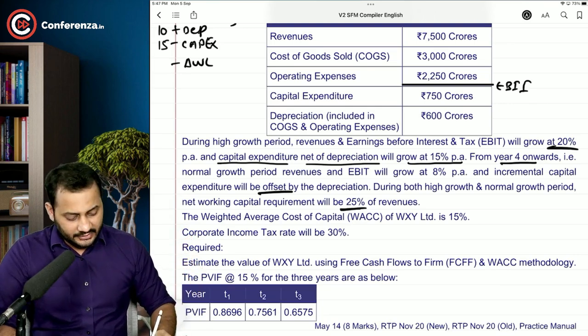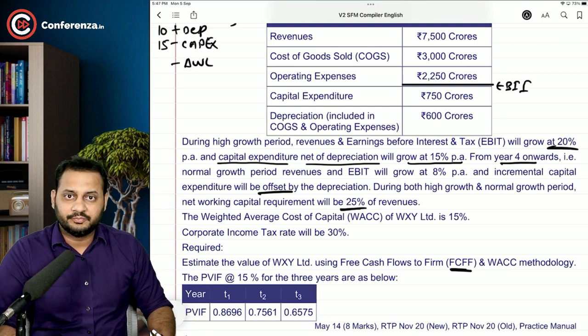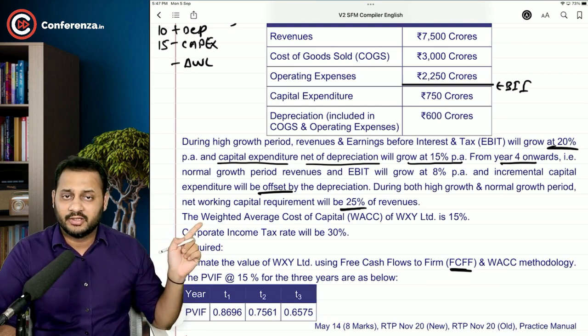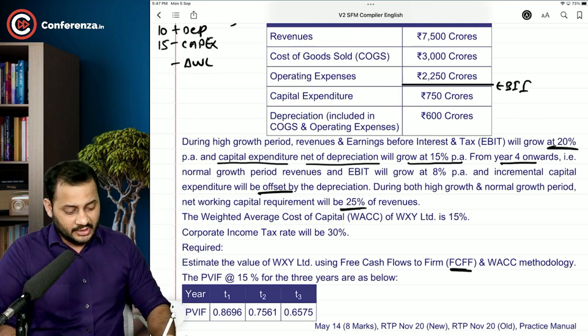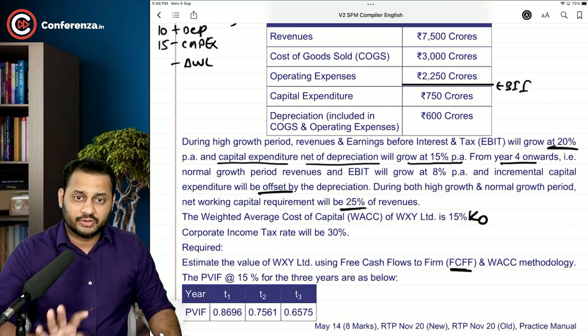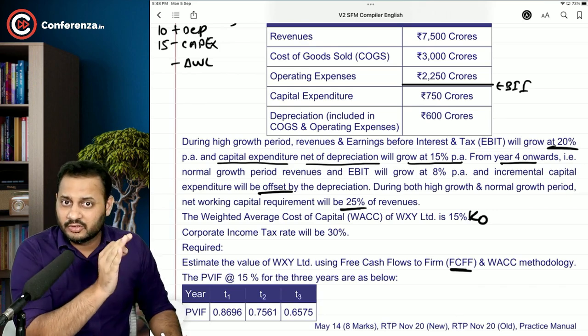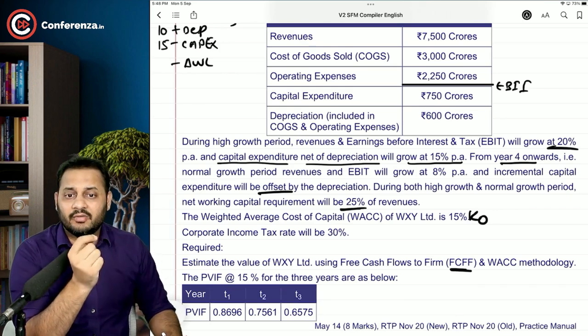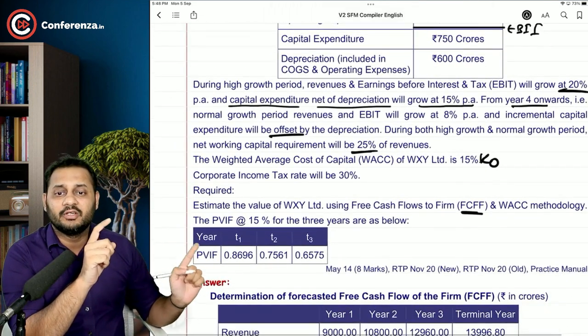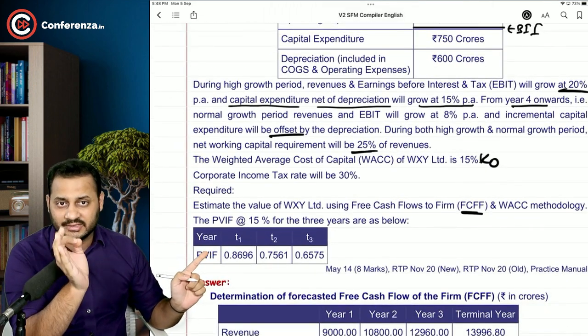The question is clearly asking you to calculate free cash flows to firm. The good part is you don't have to calculate the weighted average cost of capital. It is already given to you in the question. This includes the cost of debt and equity both. Now the only thing which is required is to calculate the 4 cash flows. 3 cash flows for the first 3 years and the terminal value, that is free cash flows to firm, and make sure that you are using the present value factor only to 4 decimals.